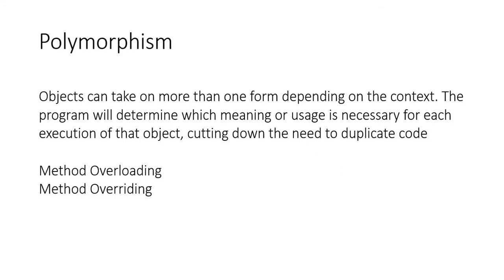Last is polymorphism. One type of data is used in different types of implementations. Like it is written in the definition, objects can take on more than one form depending on the context. We can use the same thing in more than one variation. This technique is polymorphism. It has two methods. One is method overloading and the other is method overriding.